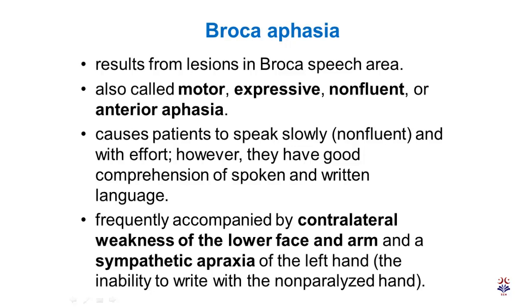This type of lesion is also accompanied with contralateral weakness of the lower face and arm, and a sympathetic apraxia of the left hand. The inability to write with the non-paralyzed hand. So the non-paralyzed side will also be affected, and this is called sympathetic apraxia.